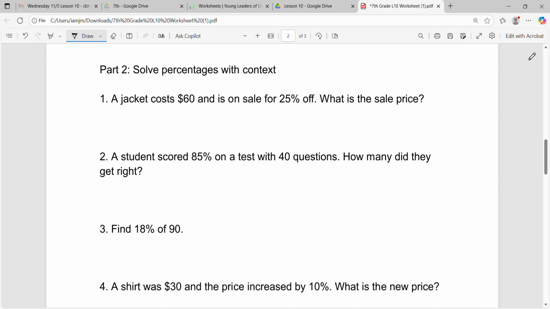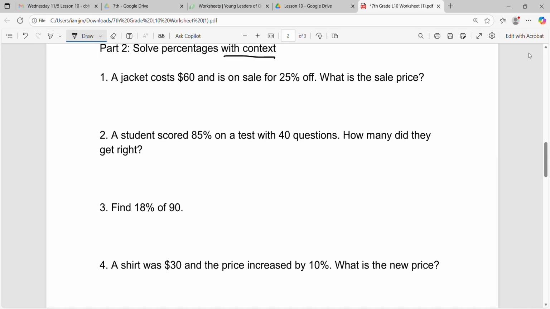Okay, moving on to part 2. Solve percentages with context. We'll be doing the odd numbers. A jacket costs $60 and is on sale for 25% off. What is the sale price? Here the question is asking not for how much the discount is, but for the price after we have applied the discount to the original cost. So first we have to find out how much 25% off of $60 is.